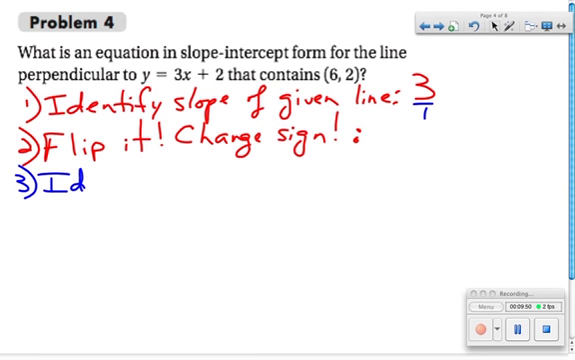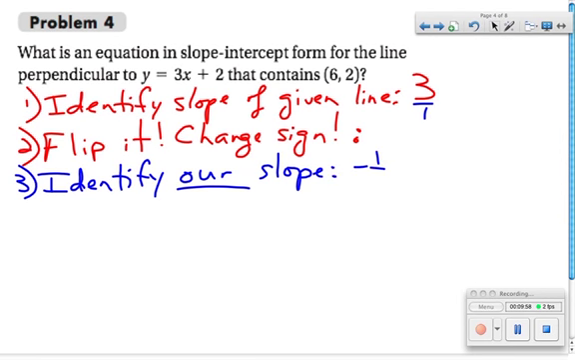So, identify our slope. It's negative 1/3. Okay, so if that negative 1/3 didn't just fall from your lips with ease, those steps that I jotted down might be helpful to you as you're studying, so that it gets reinforced that you need to take that slope, flip it, and change the sign. The slope of our line will be negative 1/3.